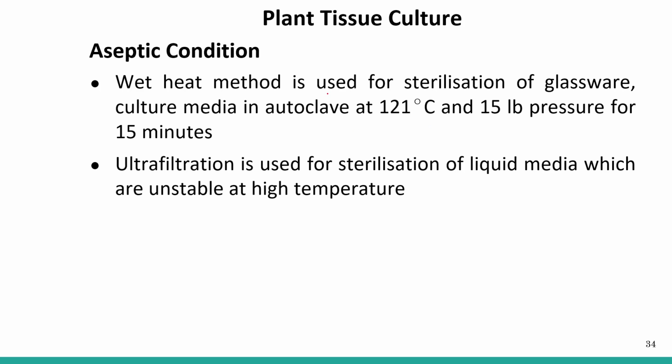Wet heat method is used for sterilization of glassware and culture media in an autoclave at 121 degrees centigrade and 15 lb pressure for 15 minutes. So when we sterilize our glassware in the autoclave, this particular condition is required. Ultrafiltration is used for the sterilization of liquid media which are unstable at high temperature. So we sterilize our liquid media as well.